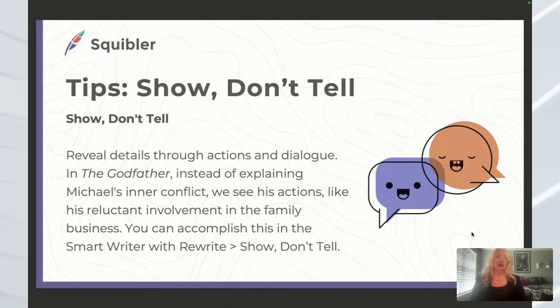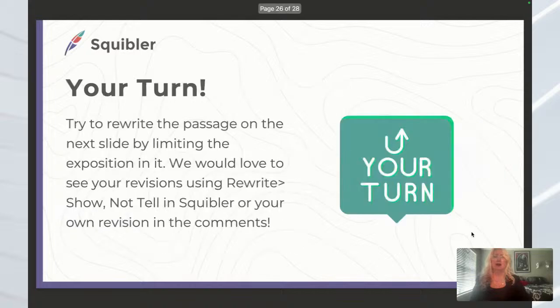Another, of course, the biggest one that you hear all the time is show, don't tell. So you want to reveal details through actions and through dialogue. In something like The Godfather, instead of explaining Michael's inner conflicts, we see his actions, like his reluctant involvement in the family business. We can tell he doesn't really want to be part of the mafia empire. You can also use Squibler's show, don't tell rewrite function, and with rewrite you can pull down the menu to do the show, don't tell revision of your own work.